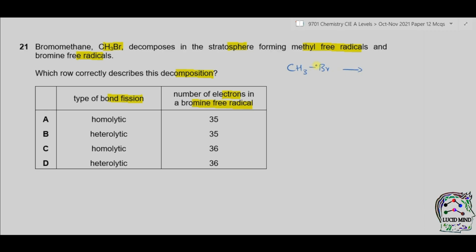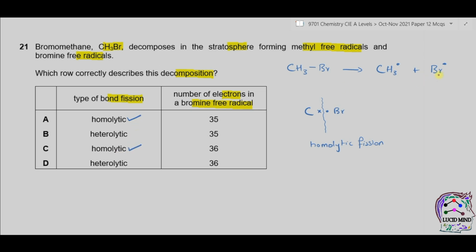It decomposes to form methyl free radicals and bromine free radicals. Now we had one electron that is shared from carbon atom and one electron from bromine atom. In the formation of free radical there is homolytic fission, equal distribution of electrons. Each bonded atom takes one electron. So therefore it is homolytic, not heterolytic.